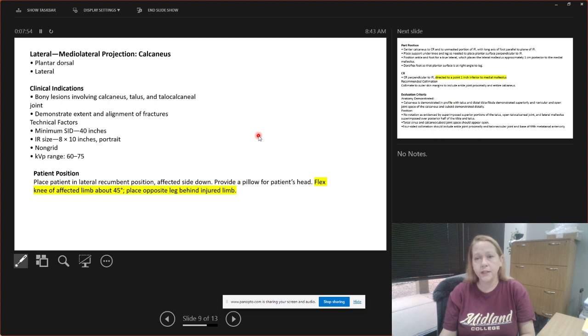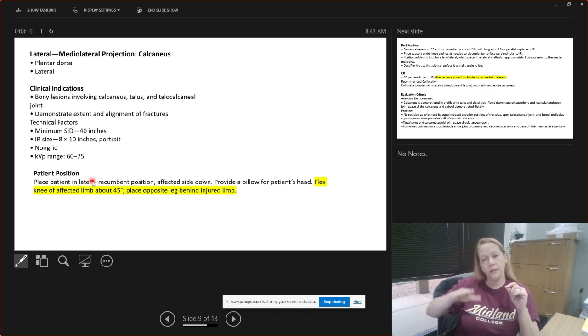So the lateral projection is the easier one. Obviously this is going to be the lateral, and you're going to have the foot laying over. All right, so same SID, you don't use a grid. The KVP range is going to be about 60 to 75. The patient needs to be laying down, and their foot needs to be all the way over on the side.